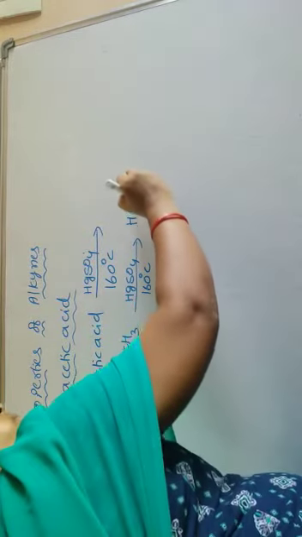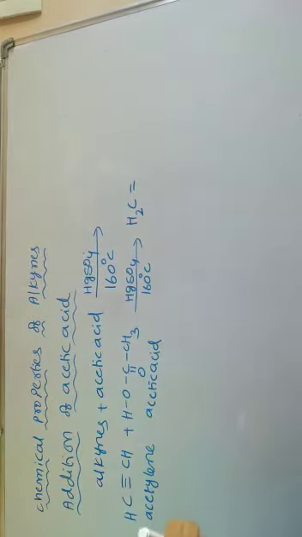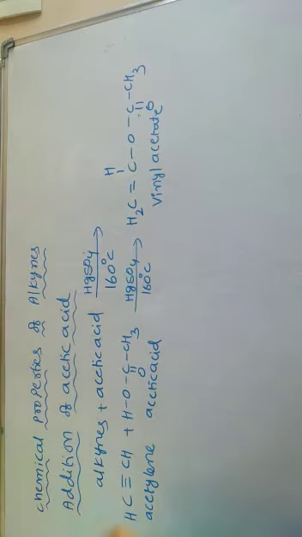Vinyl acetate: CH2 double bond CH O C double bond O CH3. This is the vinyl acetate. Okay. So in acetylene, a triple bond is there.